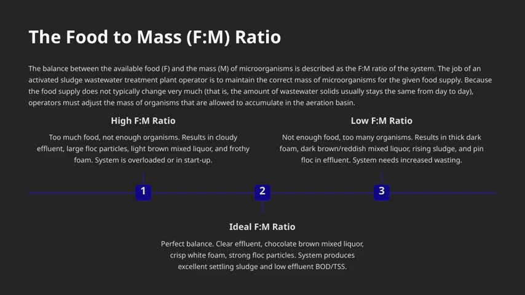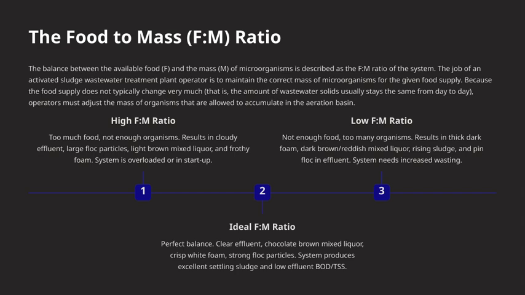On the other hand, an ideal F/M ratio reflects the perfect balance. Here, the effluent is clear, the mixed liquor has a nice chocolate brown color, the foam is crisp white, and the flock particles are strong and well-formed. This balance allows the system to produce excellent settling sludge and results in low levels of BOD and TSS in the effluent.